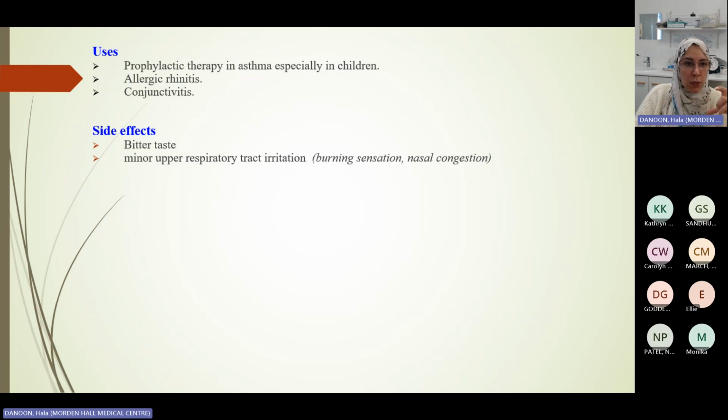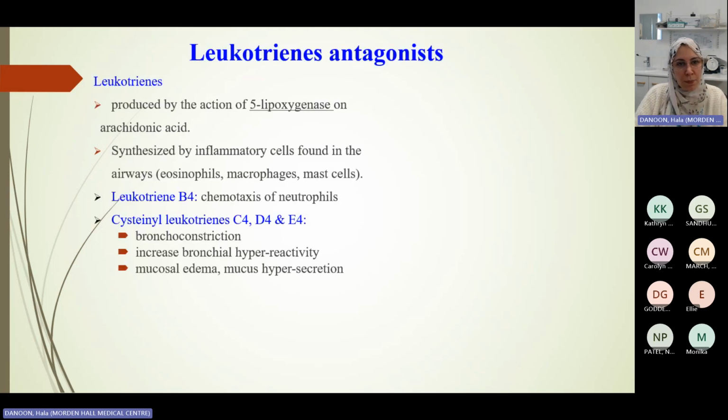It's not widely used in the UK. It can be used in other countries, I think mainly in the US. The main side effect is a bitter taste, even as eye drops, it has a really bad taste. It has minor upper respiratory tract irritation, so a burning sensation or nasal congestion.